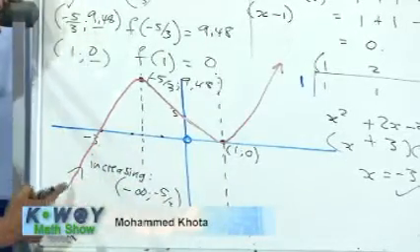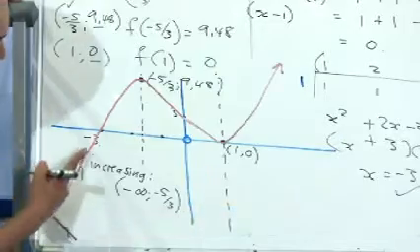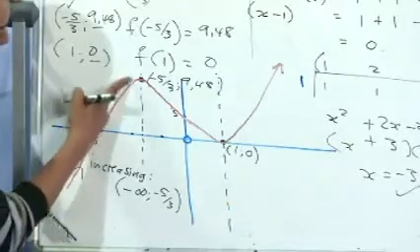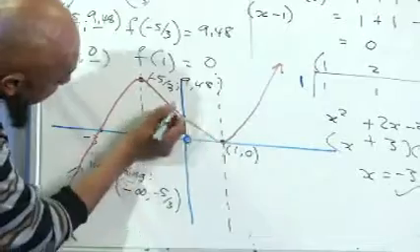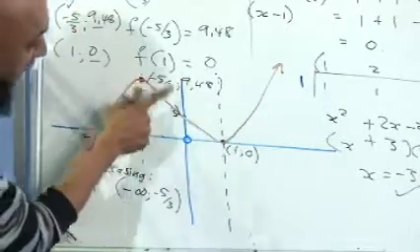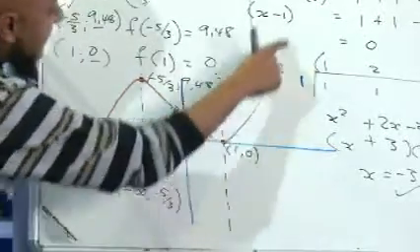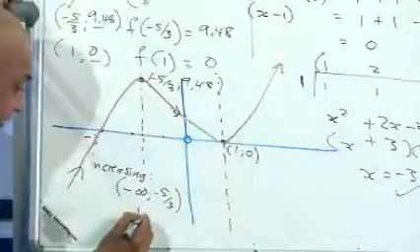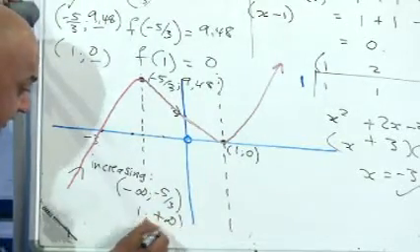Remember, this is the journey. This is the path of the graph. It's increasing, increasing up till there. Now it's decreasing from negative 5 over 3 to 1, and it's increasing again from 1 to positive infinity. So from 1 to positive infinity, it's increasing.